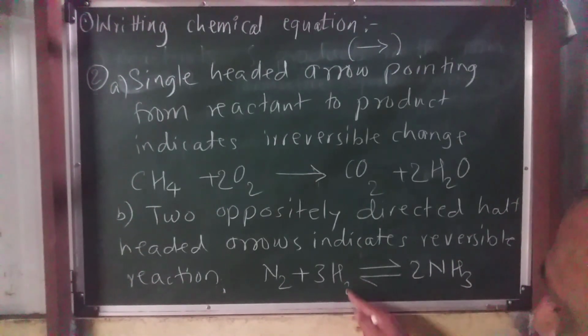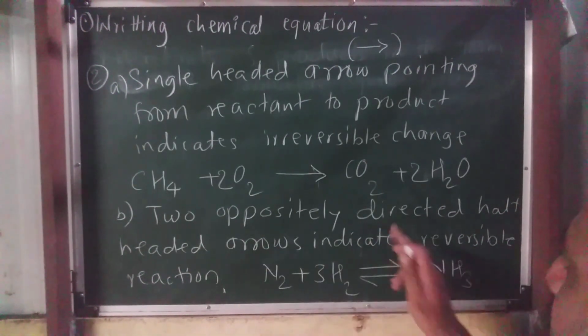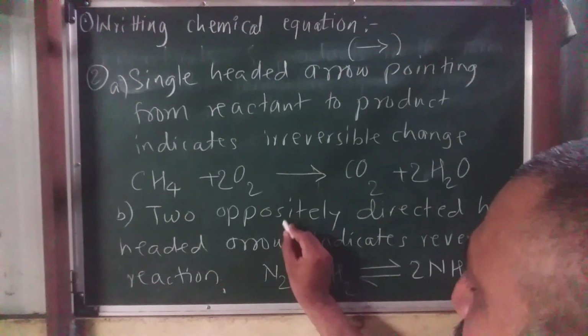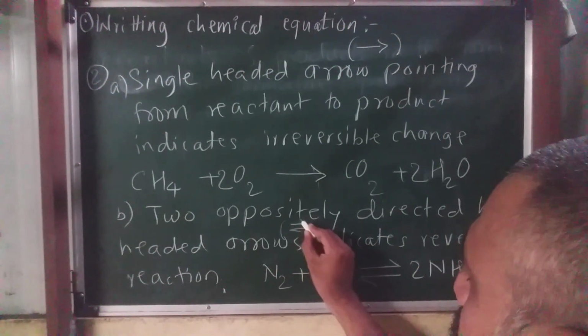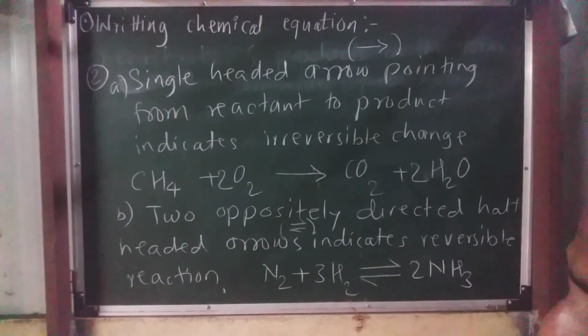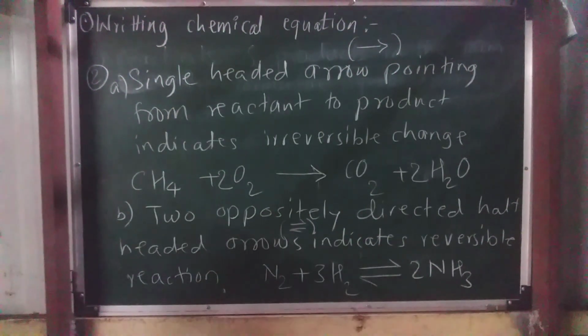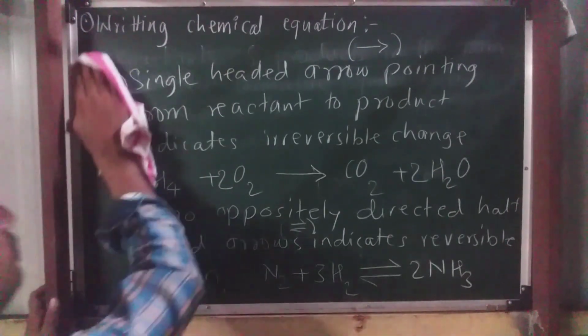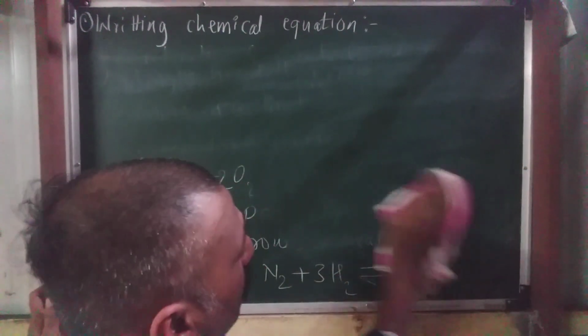You can write that reversible reactions, and here the main thing is the 2 oppositely directed half-headed arrows. So here in bracket, these are the 2 half-headed arrows oppositely directed. Then what should we do so as to make the chemical equation more meaningful? Okay, you may take a screenshot and write afterwards also.